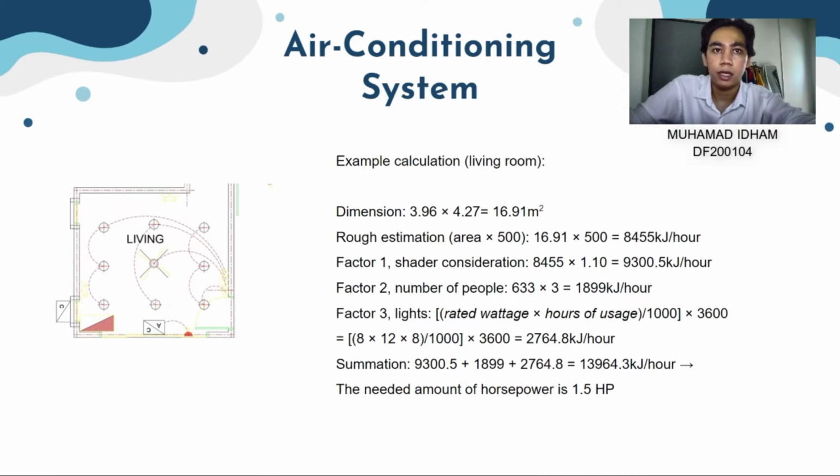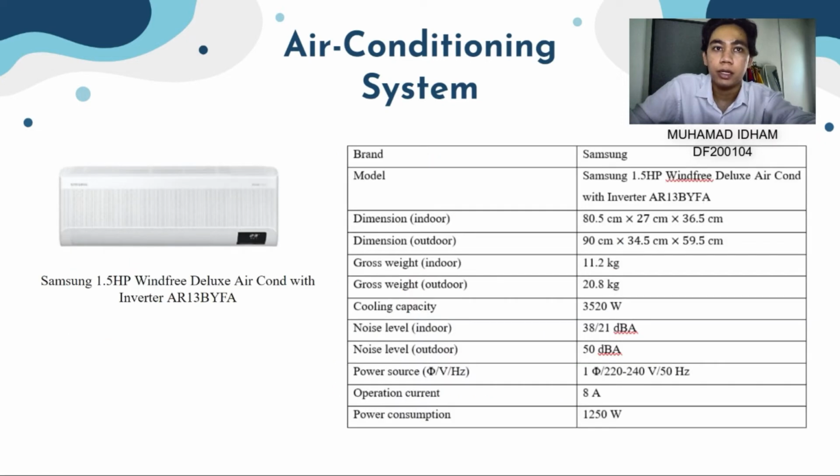So as there are 8 light points in the living room, 8 times 12, assuming that each light point is 12 watt, times 8 hours of usage over 1000, and then multiplied by 3600 equals 2764.8 kilojoules per hour. So we summarize all of the numbers and we can get 13,964.3 kilojoules per hour. So the needed amount of horsepower is 1.5 horsepower, and this is the recommended air conditioning to be used for the living room.